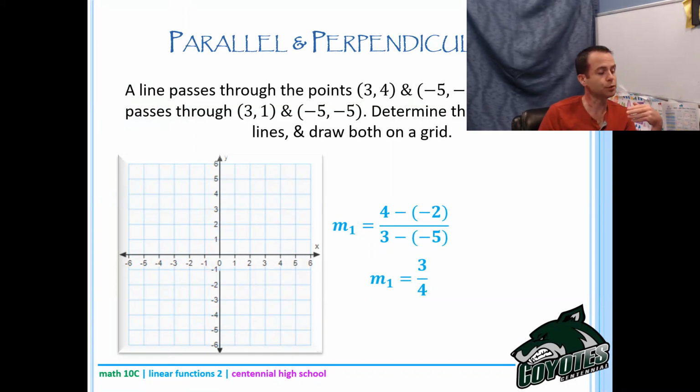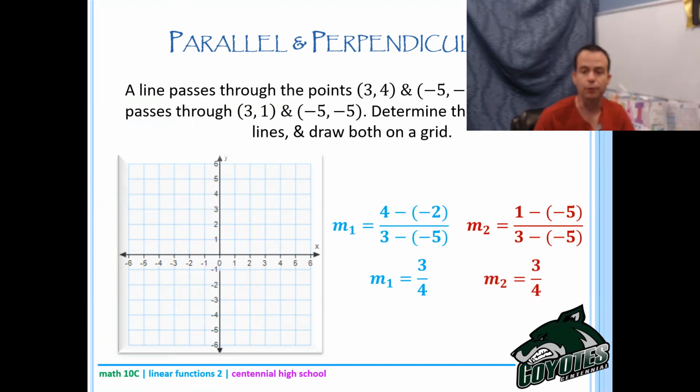Then when I go to do the second line, I'm going to denote that with m subscript 2. And I went 1 minus -5 and 3 minus -5, and that also gives me 3 over 4. So these slopes happen to be the same. Now what I want you to do is I want you to pause me and plot all of this and draw the two lines so that we can get a visual of what those two lines look like. So then what you noticed is the blue line is there and the red line is here.